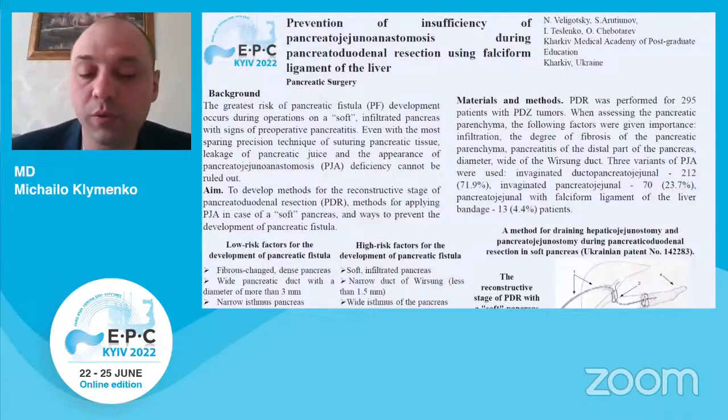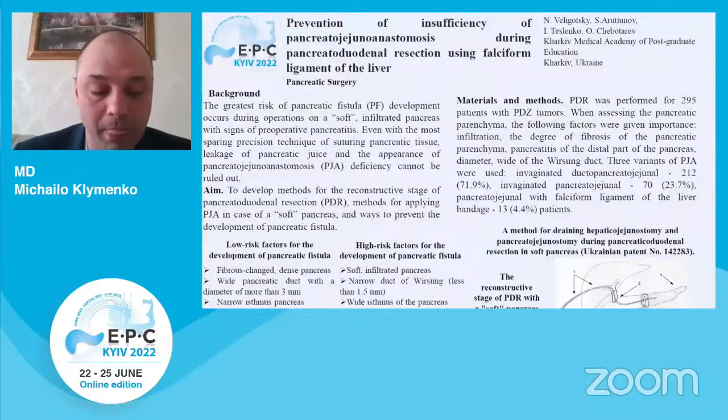Pancreatic duodenal resection was performed for 295 patients with pancreatic duodenal zone tumors. When assessing the pancreatic parenchyma, the following factors were given importance: inflammation, the degree of fibrosis of the pancreatic parenchyma, pancreatitis in the distal part of the pancreas, and the diameter and location of the Wirsung duct. Three variants of pancreatic jejunal anastomosis were used: invaginating ductal pancreatic jejunal, invaginated pancreatic jejunal, and pancreatic jejunal with a falciform ligament of the liver bandage.